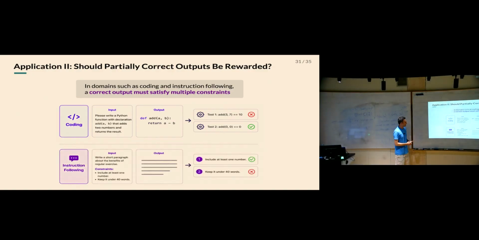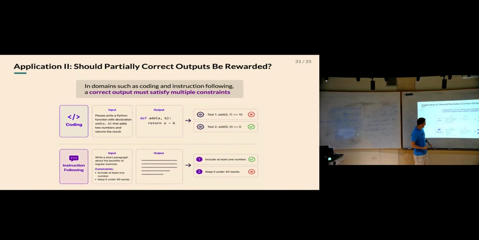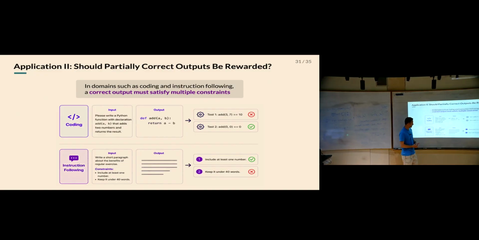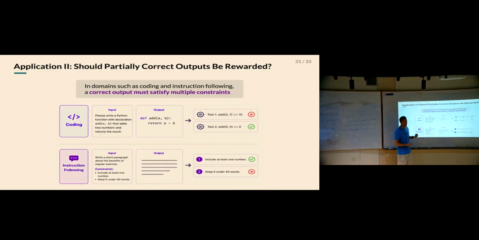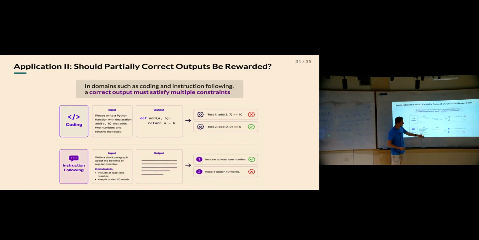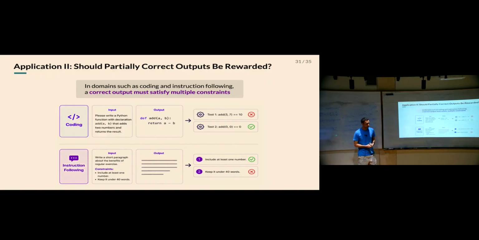Instruction following is another common benchmark that people evaluate language models with. You give them some prompt, and you can also give them constraints. Maybe you want it to contain a number, you want it to be short, under 40 words, and then you can verify that it produced outputs that follow these constraints. And then you can measure this, and if it satisfies all constraints, then you can consider it correct.